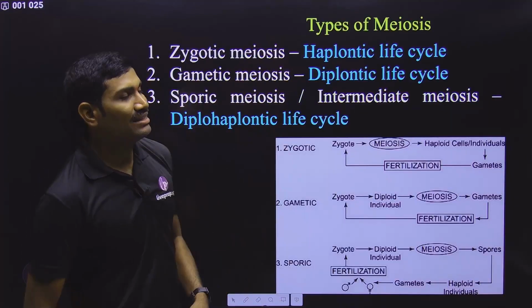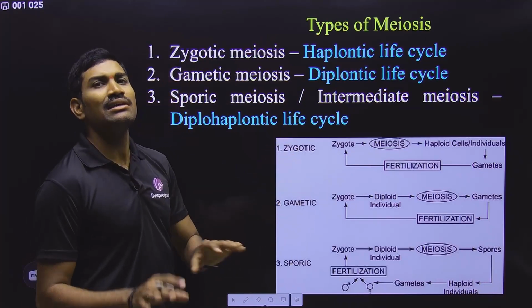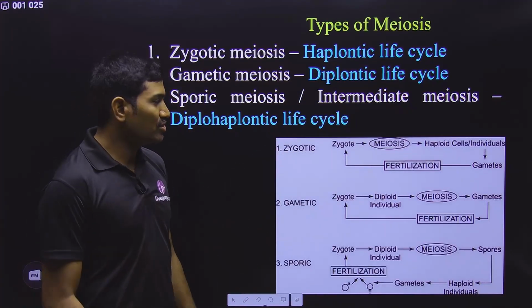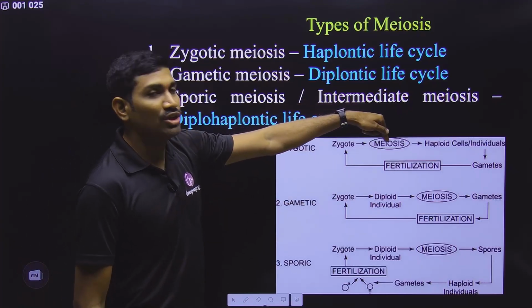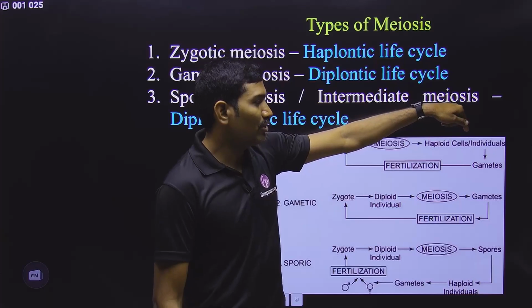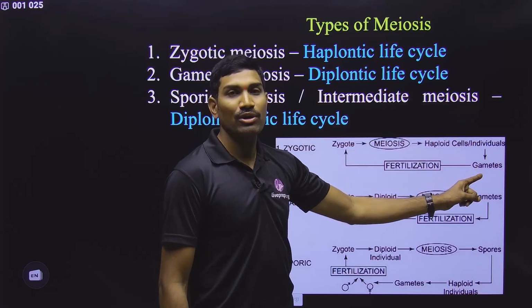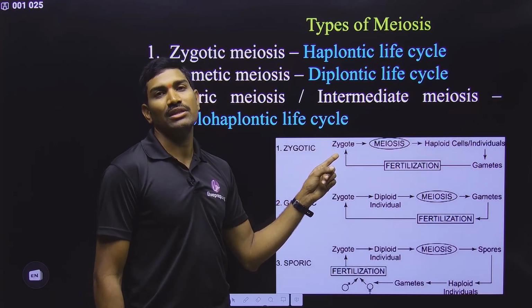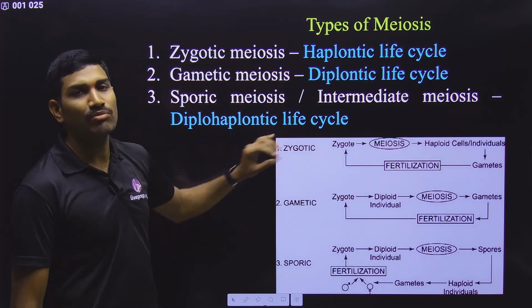Clear? Next one, regarding the types of meiosis, not mentioned in NCERT but important to know. Let us quickly go through this. Zygotic meiosis: what happens? The zygote undergoes meiosis so that haploid cells are produced, and they develop into haploid individuals. They will produce haploid gametes, which undergo fertilization to form the zygote again. This is called zygotic meiosis.